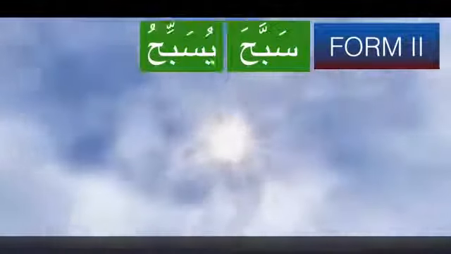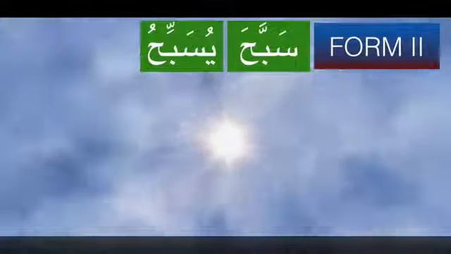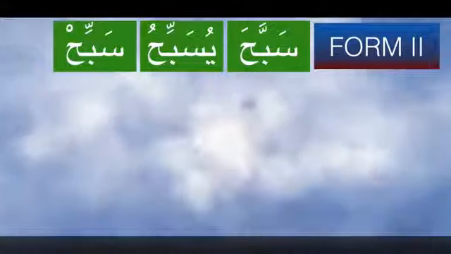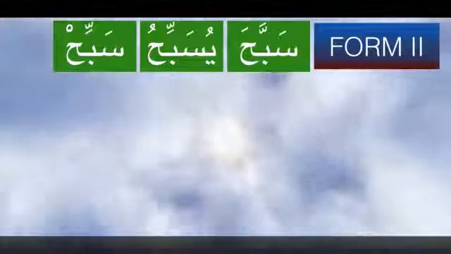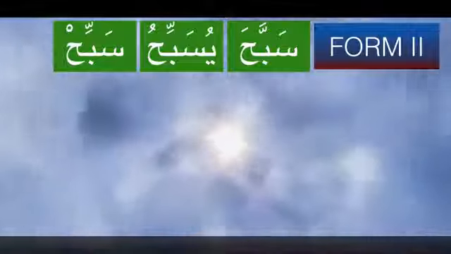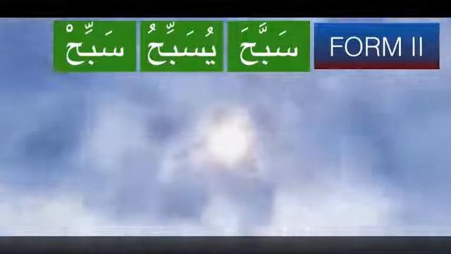So if you take another example, it is sabbaha. Sabbaha means he glorified. And we know it's a 4-letter verb, so the mudari' will begin with dhamma. So it is yusabbihu. That's the mudari', and we know the amr of form 2 is formed as sabbih. Glorify, that's the amr, and this is the most common verb form of command Allah subhanahu wa ta'ala uses in the Quran.